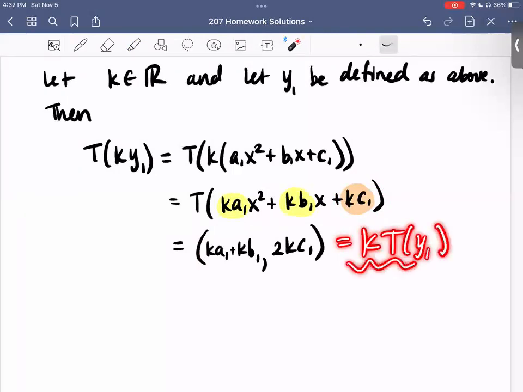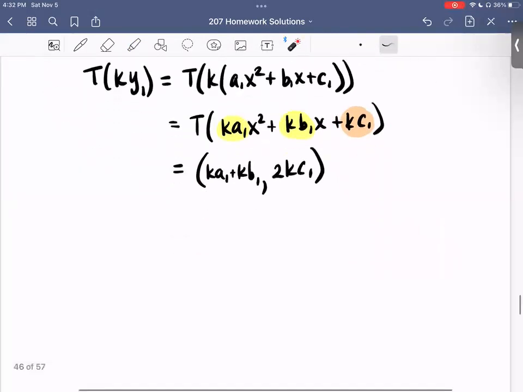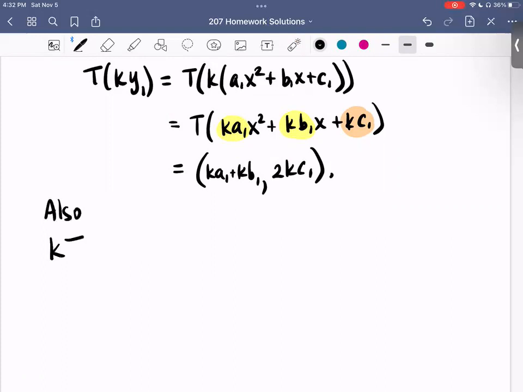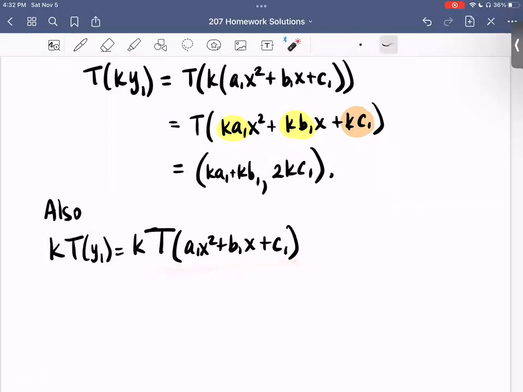Now I want to show that this is equal to k times T of y1. So let's figure out what this looks like and show that they're equal. Okay, also k times T of y1, that's k times T of a1x squared plus b1x plus c1. Now I'm going to apply the transformation, and the k is still hanging out here. I'm going to get a vector. I'm going to add the two coefficients, and then I'm going to take 2 times the last coefficient, because that's just the rule that I was given for this particular transformation.